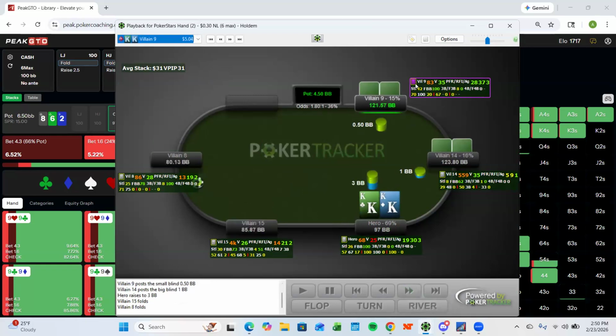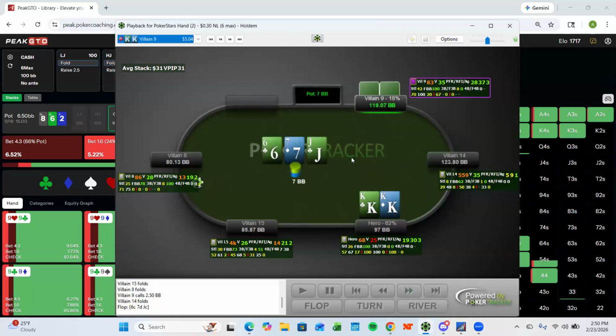Now this villain, this is like his second hand at the table. Obviously I have a couple other hands with him in the past, but second hand at the table, have no idea. He calls, I think 14. Oh no, 14 folds. Pretty nice flop for the Kings. Bet, bet, bet.